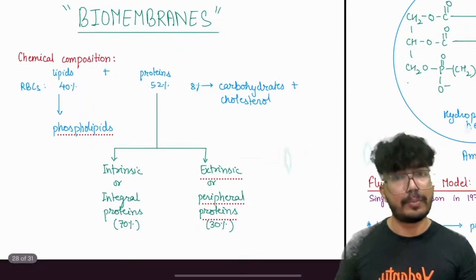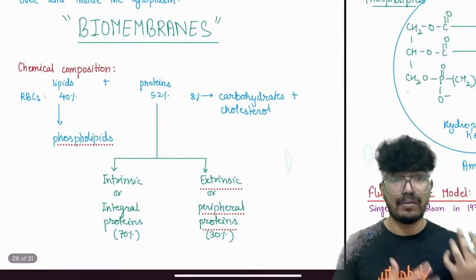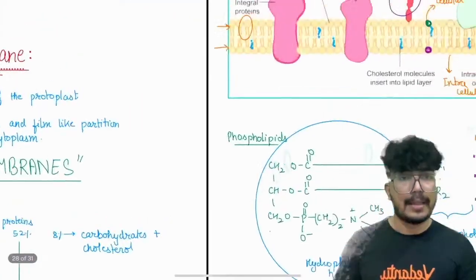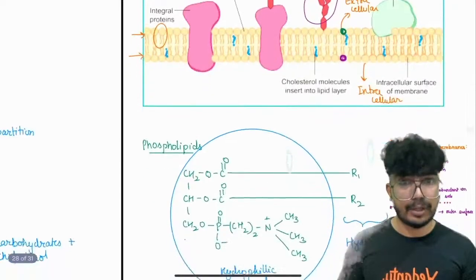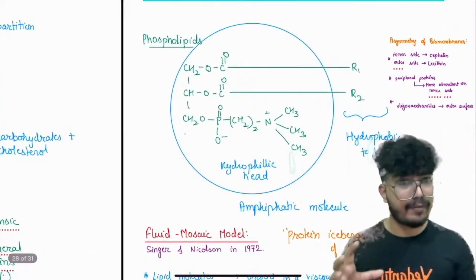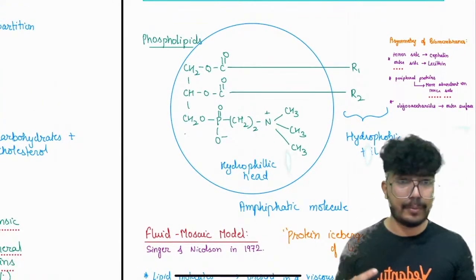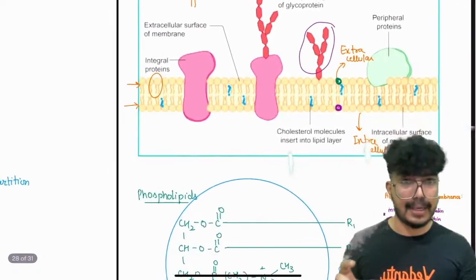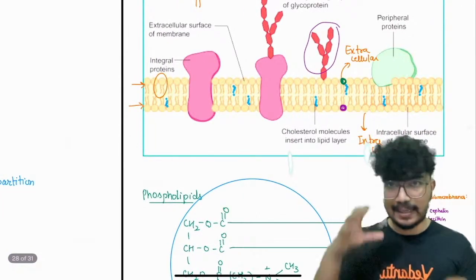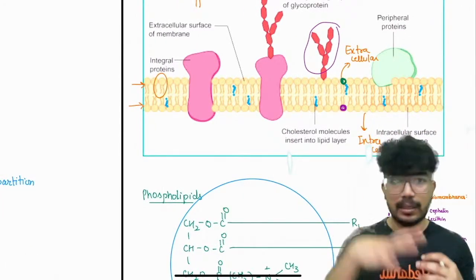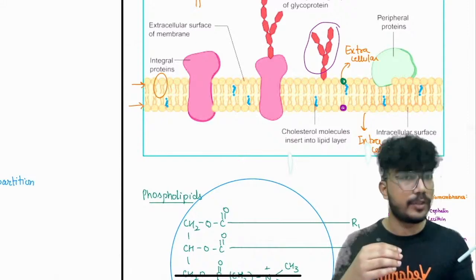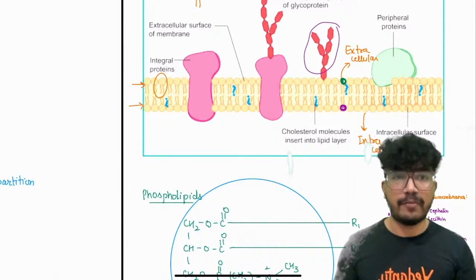Proteins are intrinsic or integral proteins, and extrinsic or peripheral proteins. Then we talked about the structure of the phospholipid, right? It is an amphipathic molecule, with a hydrophilic head and hydrophobic tail, that makes up the phospholipid bilayer. Then in the bilayer you will have the proteins, either embedded, integral proteins, or present superficially over the surface, extrinsic or peripheral proteins.